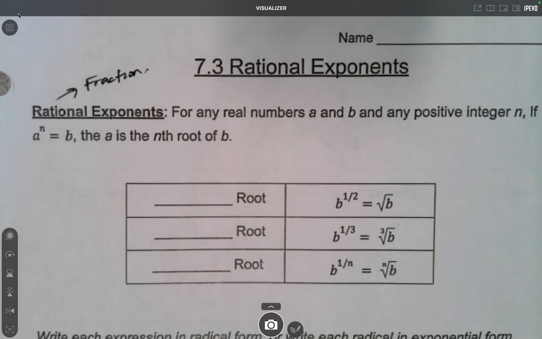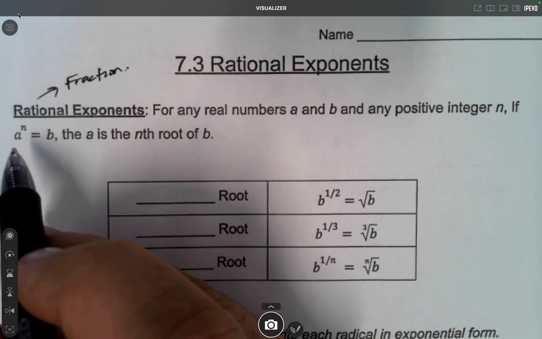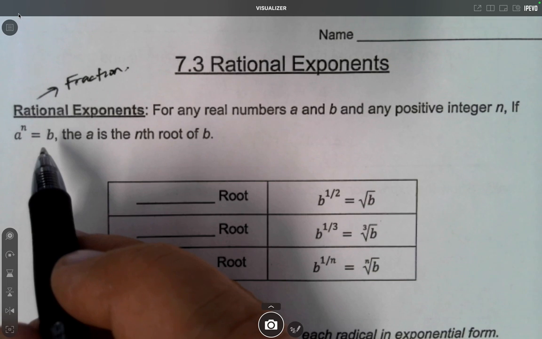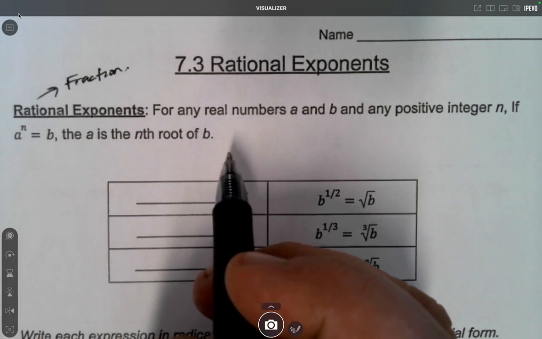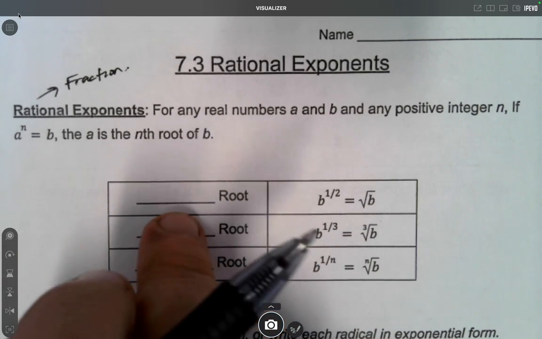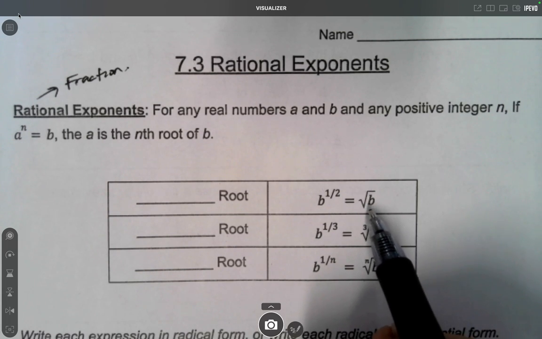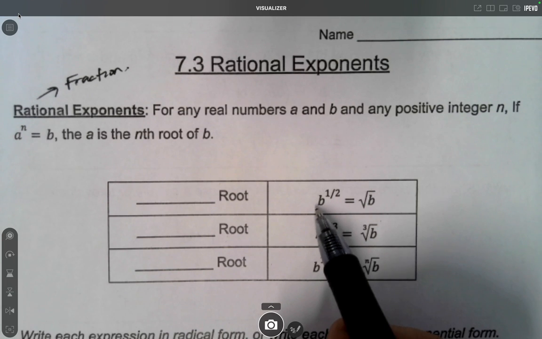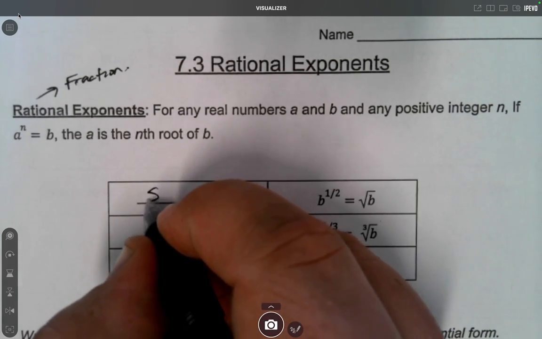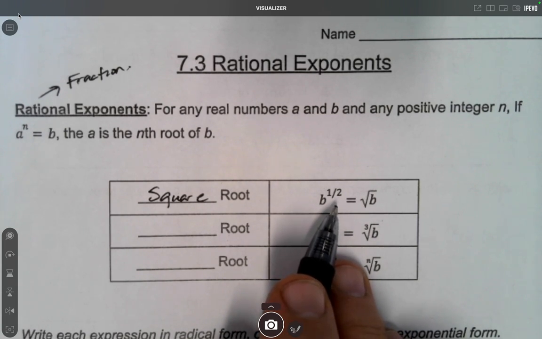So for any real numbers a and b and any positive integer n, if a to the n equals b, a is the nth root of b. Now, I know this is just math gobbledygook, and doesn't make a lot of sense, but I think if you look at these examples, it'll make more sense. So you've learned about square roots before. The square root of b is the same thing as b to the 1/2. We call that the square root. So rational exponents are really just a way to write roots as exponents.